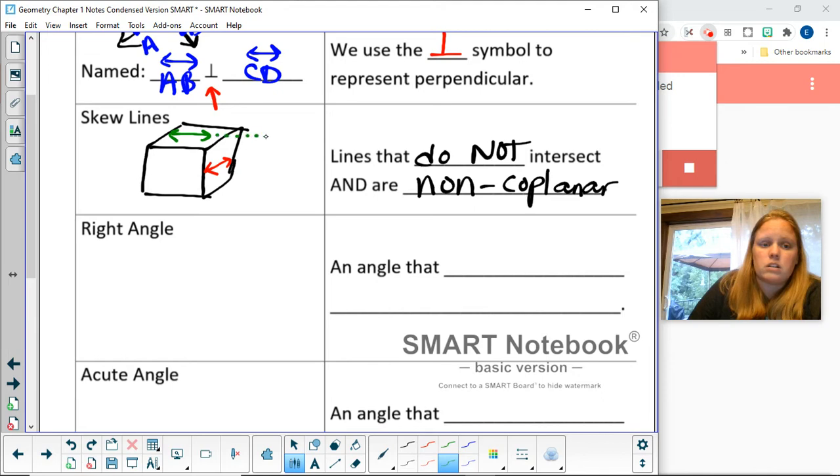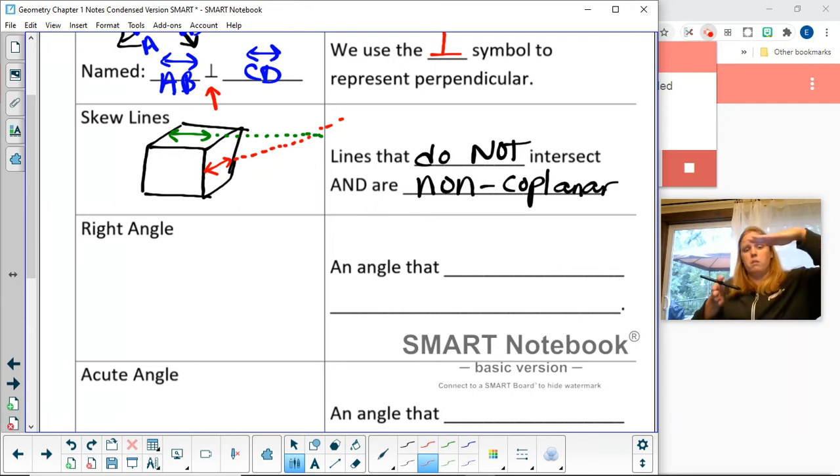This green one will continue on this way, and the red one will continue on its path underneath that this way. So it looks like they crisscross on a two-dimensional sheet of paper here that I'm drawing on, but because they're in a different plane, a different three-dimensional space, one is up here and one is down here. So those are called skew lines, where they're not going to crisscross, but they're on different planes.